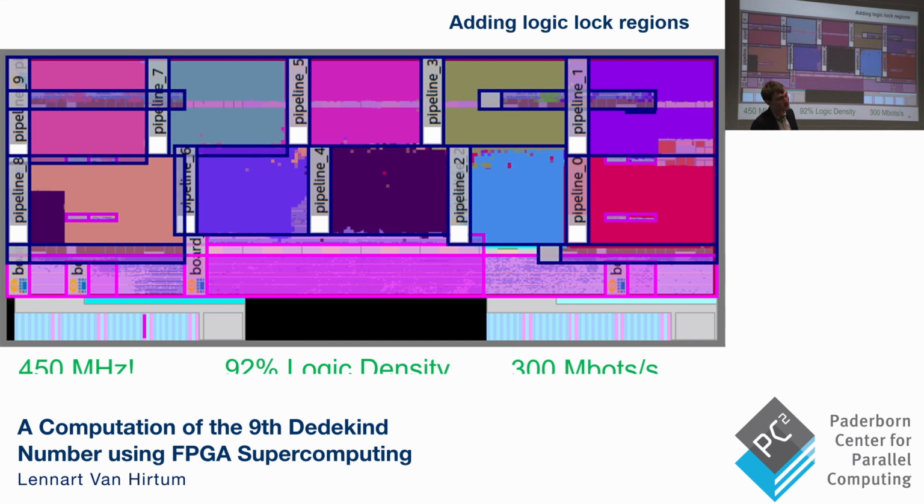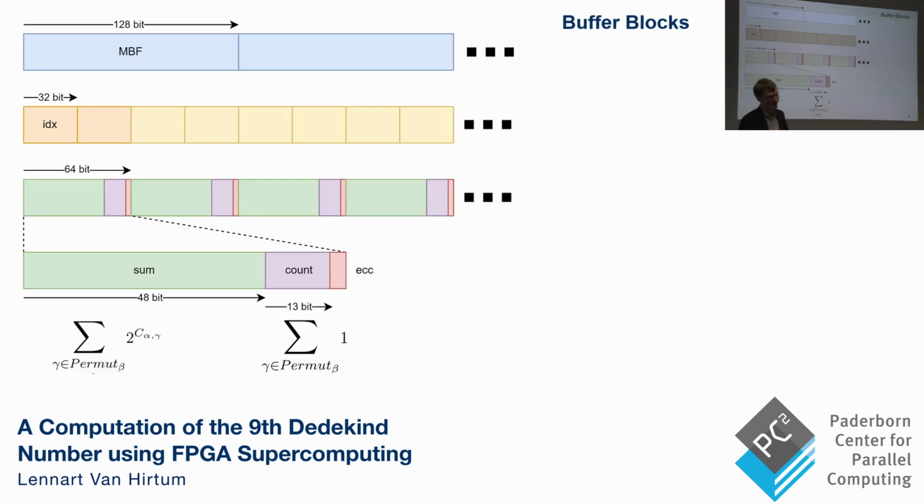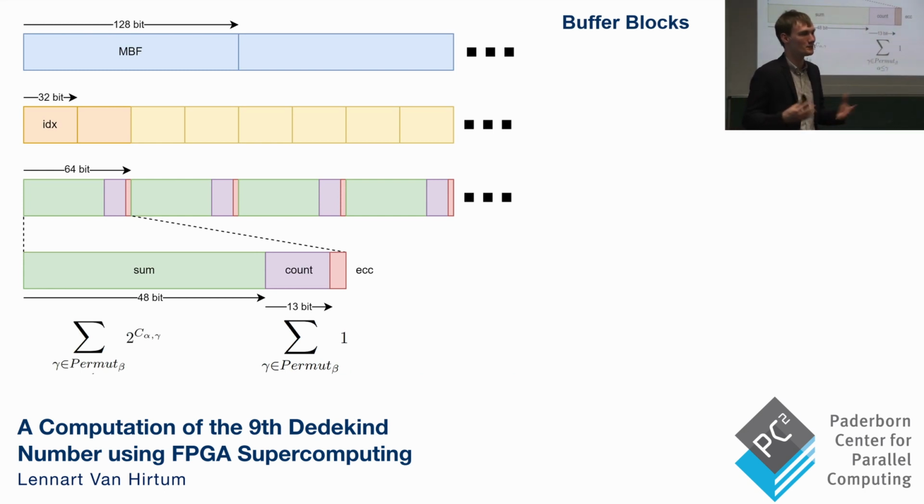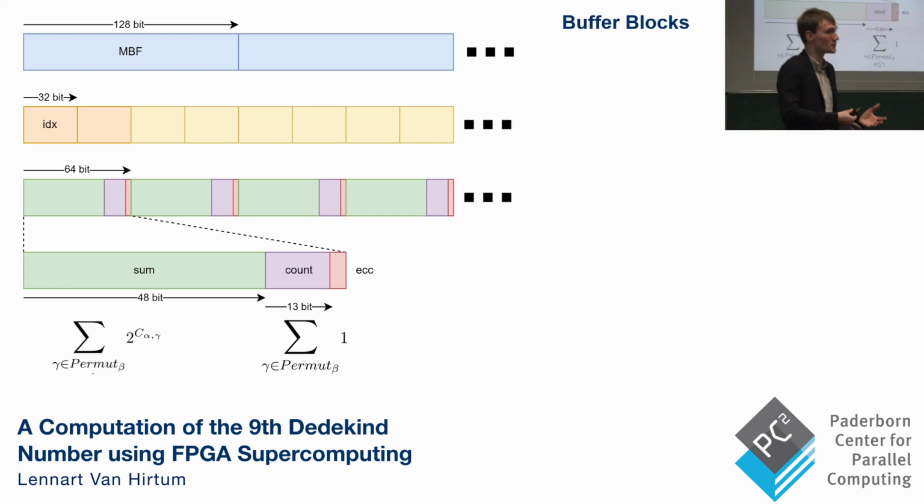This is an astronomical number, because each of these is 5,040 permutations. So we're getting a very, very powerful chip here. Now, we have a chip that can process data very fast, but we actually need to get the data into the chip as well. We need to get these graphs and these alpha and gamma MBFs in there.